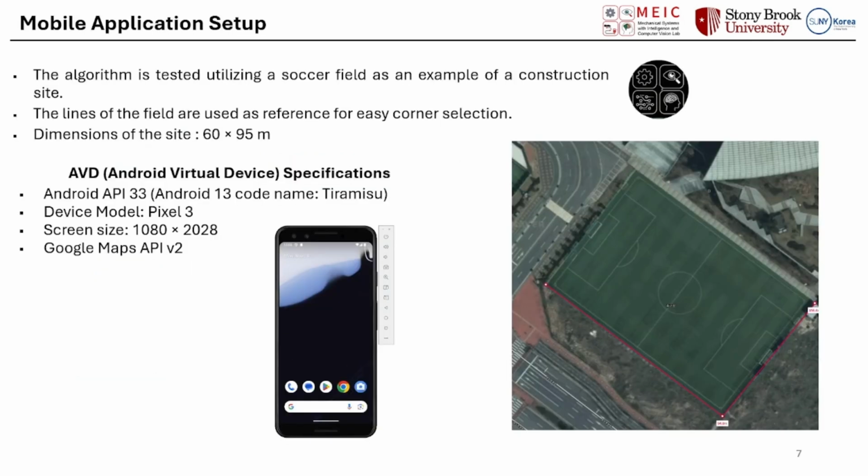To validate our pipeline, we used a soccer field of 60 by 95 meters as a stand-in for a construction site. Its straight lines made corner selection easy for testing homography accuracy. We also utilized an AVD, or Android virtual device, with an Android API of 33 and a Pixel 3 phone model. This ensures that this mobile application can be utilized on very low-spec phones and anybody can have access to it.